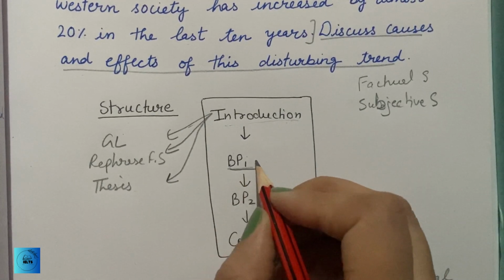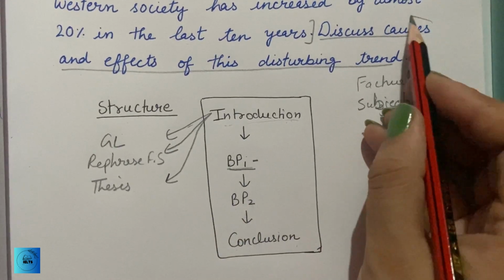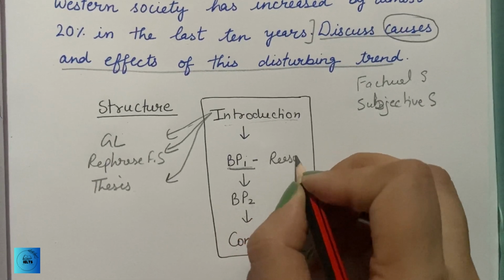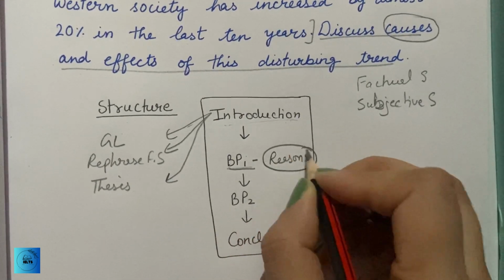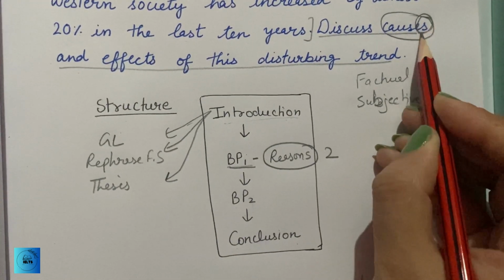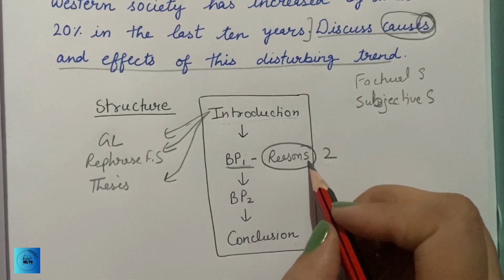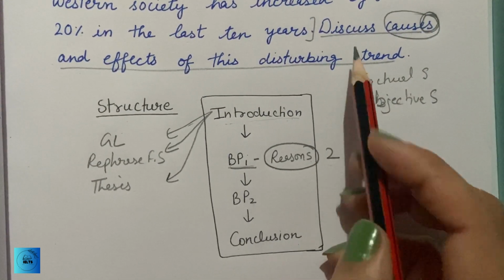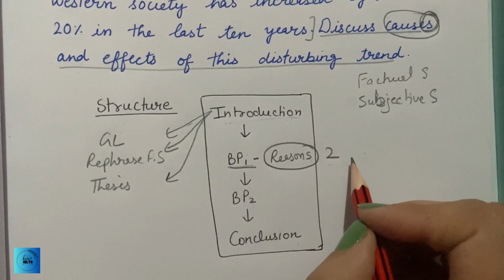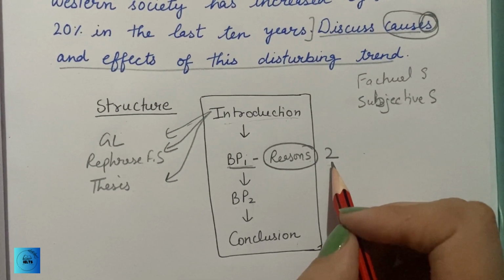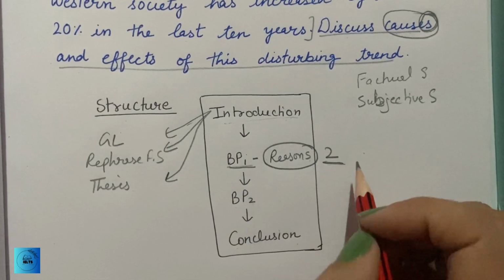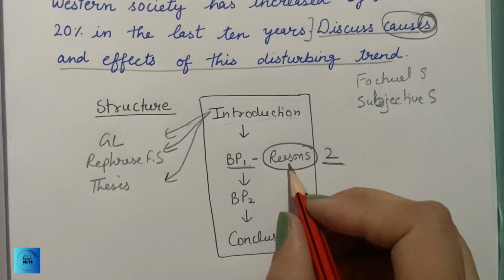Body paragraph 1: what is asked in our question is causes. So I will write down the reasons, basically causes. I will write 2 causes. Why? Because here it is plural. If I write only 1, it will not fulfil the requirement of the question. If I write 3, then my essay will be too lengthy. So in order to make a proper balance, I can write 2, and also I will have a limited time period to write this. So 2 reasons will be enough.